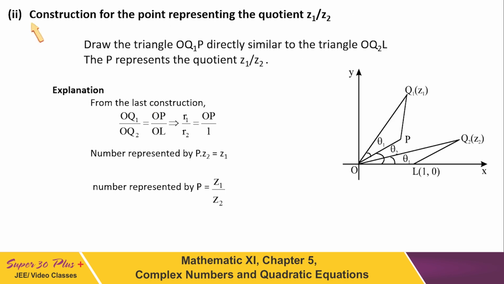Students, now we are going to construct the point representing the quotient, meaning z1 upon z2. Figure is here, Q1 is here, Q2 is here, and this P represents z1 upon z2. From the similar triangles, we can write OQ1 upon OQ2 is equal to OP upon OL, and this implies R1 upon R2 is equal to OP, meaning OP represents R1 upon R2. And this OP is representing z1 upon z2 here. This is the geometrical representation of division of complex numbers.